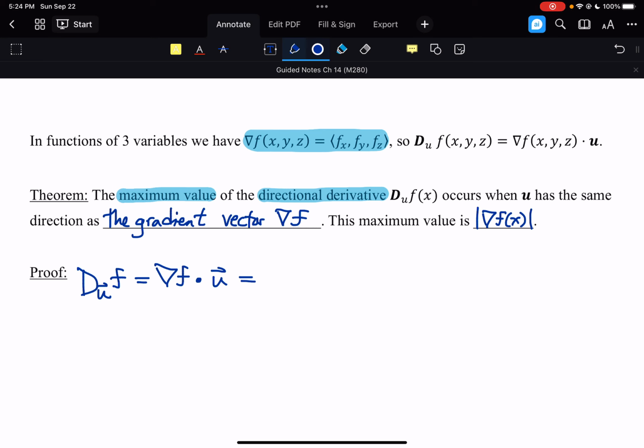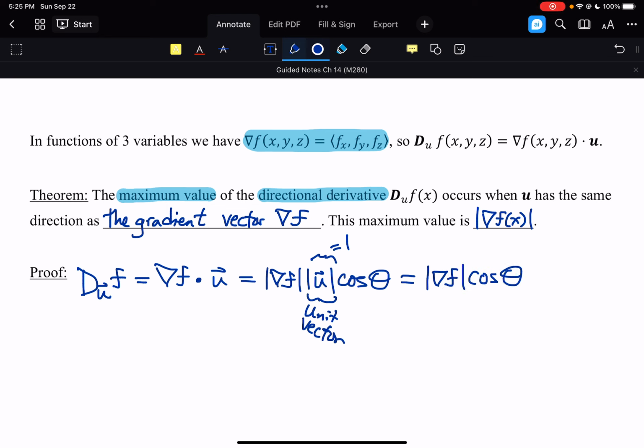And we know from properties of the dot product, there's a special formula that relates these together, and that is the length of the first vector times the length of the second vector times cosine of theta. So again, this is a dot product property from a couple chapters ago. We know that this relationship is true. We also know that u is a unit vector, so it has a length of 1. So this whole thing is just 1. So all that's left is length of grad f times cosine of theta.